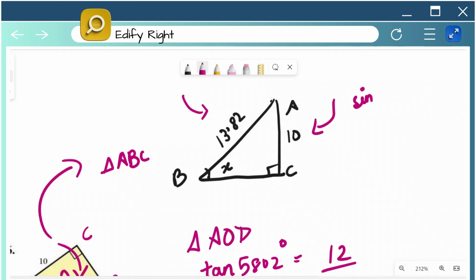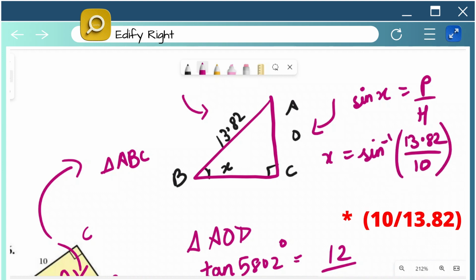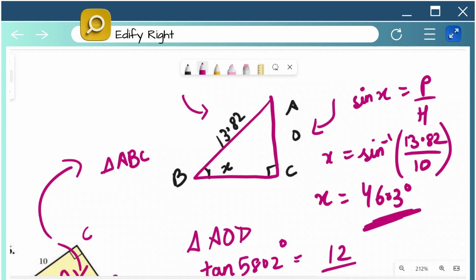So we can use the ratio sine to figure out what angle x is. So sine x is equal to P by H, x is equal to sine inverse of perpendicular, which is 13.82, upon 10, and when you do this calculation you get x to be 46.3 degrees.